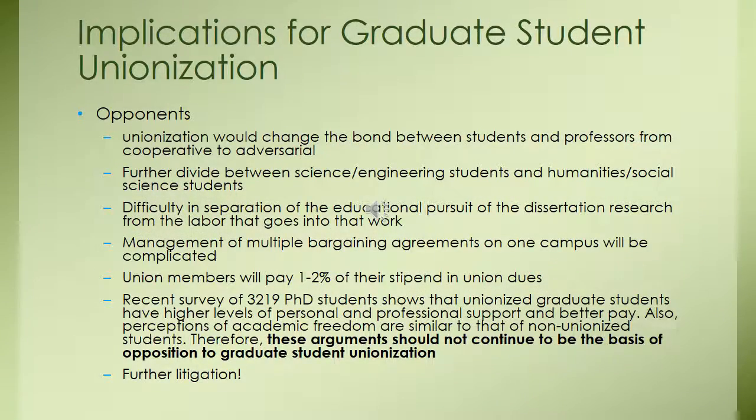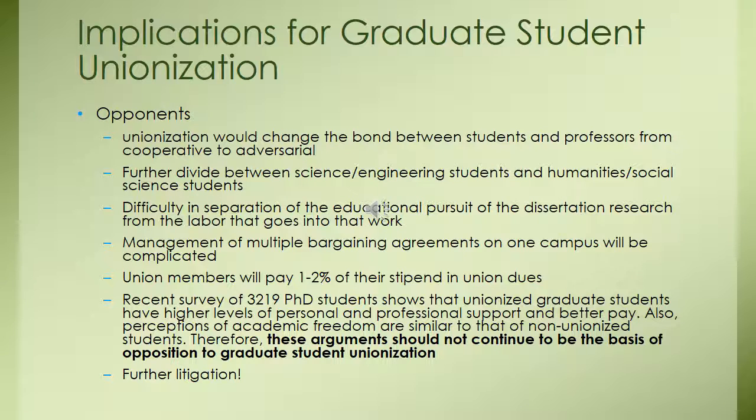As you can imagine, there's a clear difference of opinion between those who support and those who oppose graduate student unionization as to whether it will be successful. Opponents predict that graduate student unionization will harm the mentor-mentee relationship from cooperative to adversarial, as well as the ideals of academic freedom. They also worry that unionization will further divide the science and engineering students from the humanities and social science students, with some students reminding those who wish to unionize that 1 to 2% of their stipend will go toward union dues.